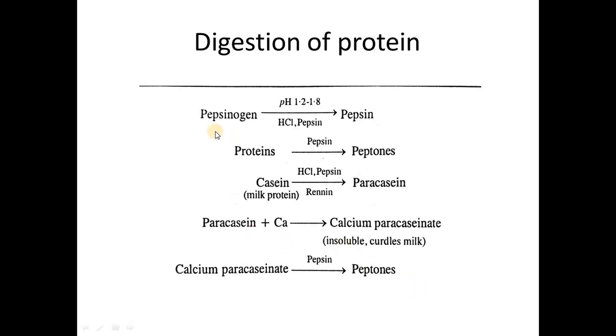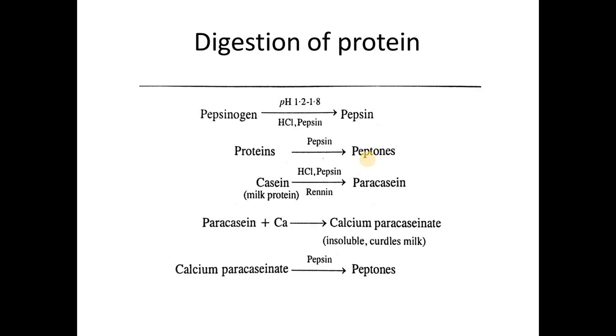Here you can see the pepsinogen is converted into pepsin in the presence of hydrochloric acid secreted in the stomach, at a pH of 1.2 to 1.8. Then the proteins, in the presence of pepsin, are converted into peptones. It also changes the proenzymes pepsinogen and prorennin into the active enzymes pepsin and renin. This is also an important step in the digestion of protein.